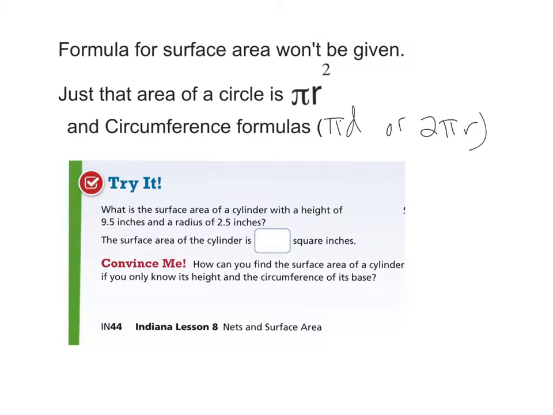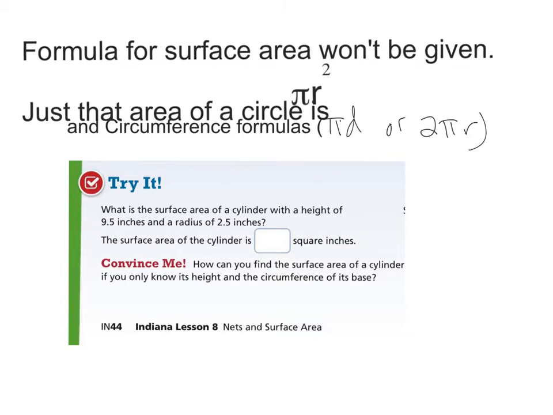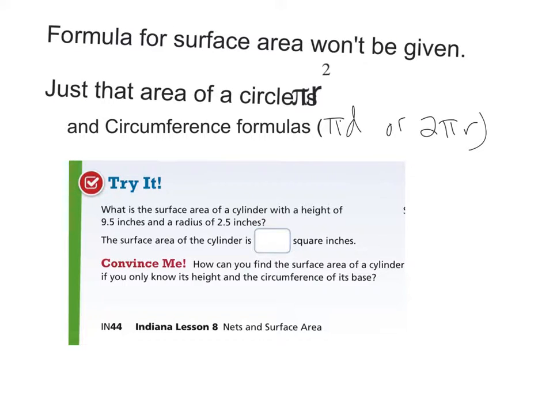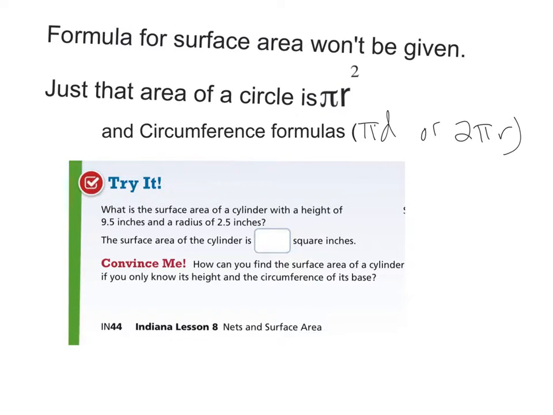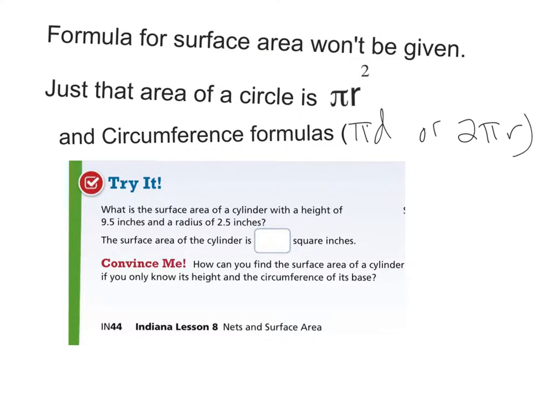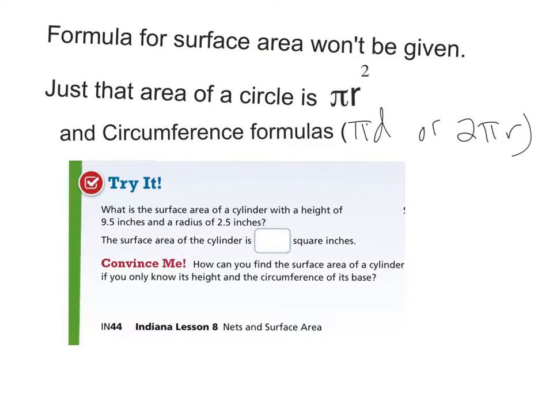So just to mention again, if I didn't mention it already, the formula for the surface area won't be given. We just have to think about what surface area means. We will be given that the area of a circle is pi r squared. We will be given the circumference formulas. We will be given that the area of a rectangle is length times width. So we have all the tools we need. We just have to know which tools we need in order to complete this job, basically.